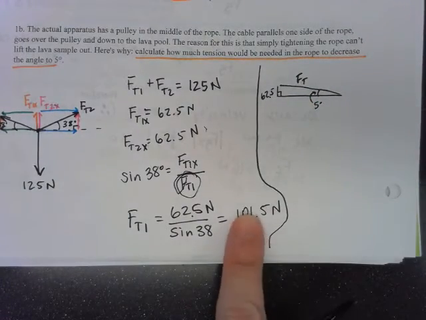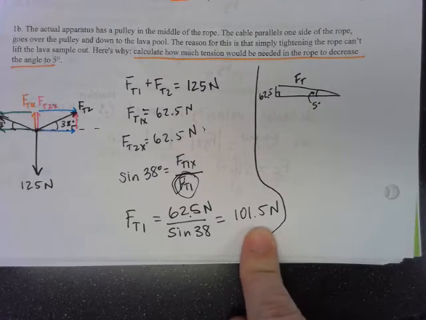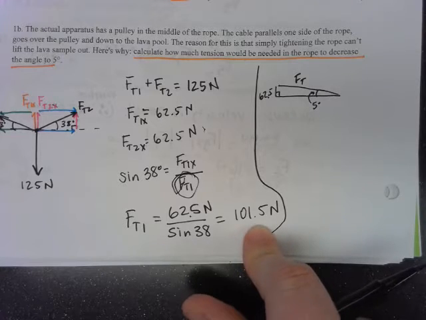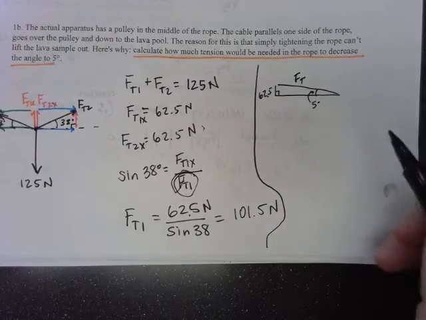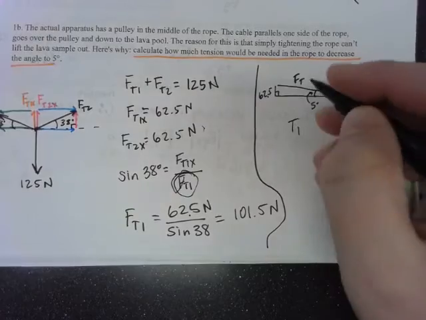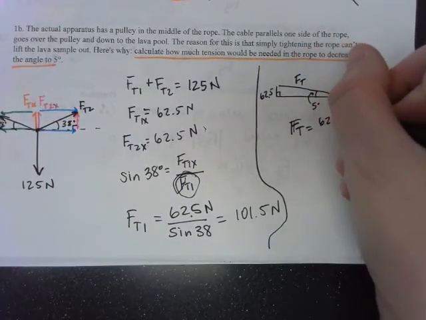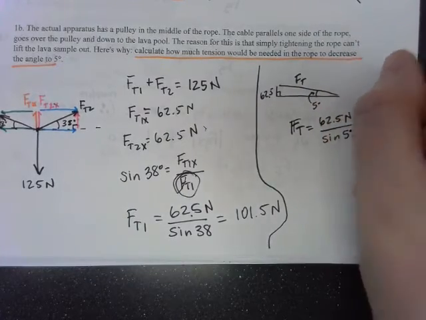So keep in mind, this is going to be about as much force as trying to hold up something that weighs 10 kilograms. You might be able to hold up 10 kilograms, right? It's like a bag of dog food. That would be okay. If we change it to 5 degrees to figure out the tension in the rope, it's going to be 62.5 newtons divided by the sine of 5 degrees.